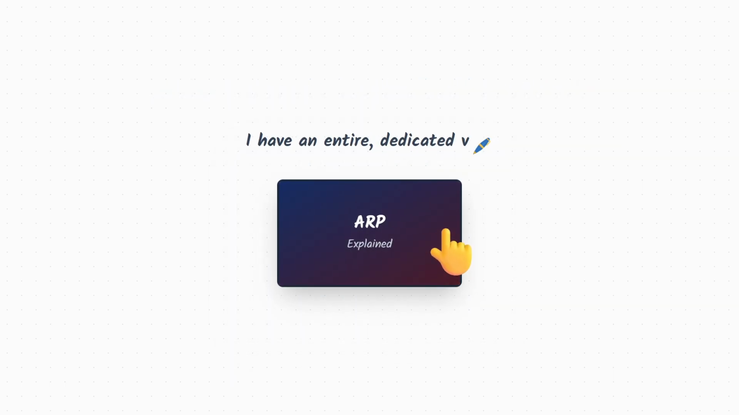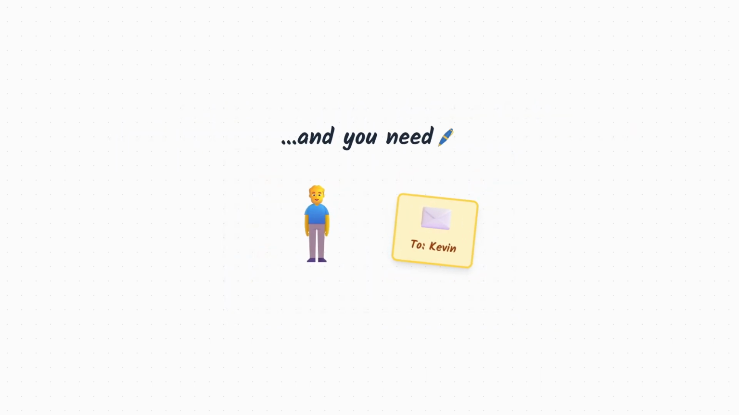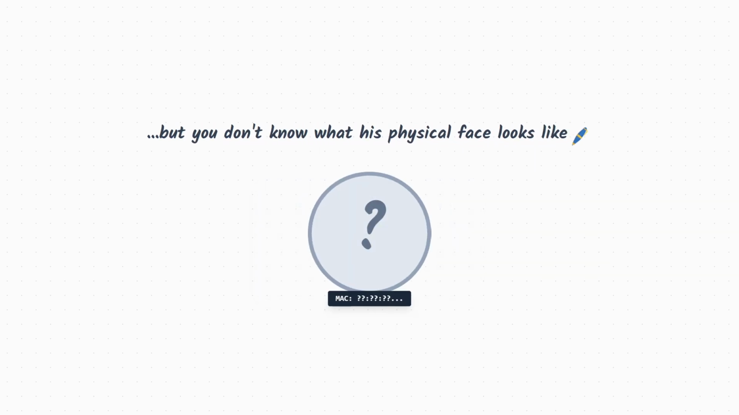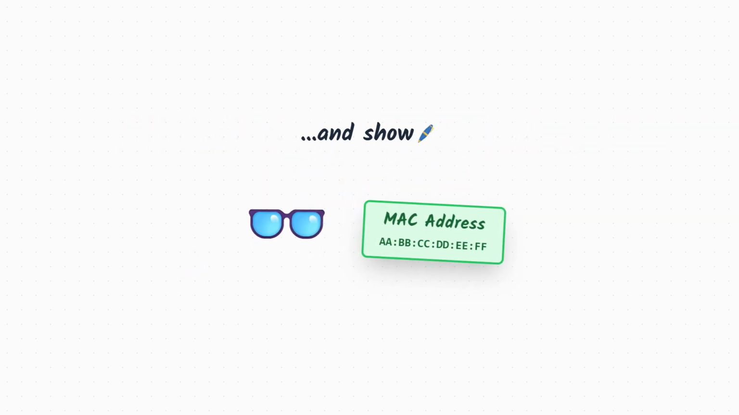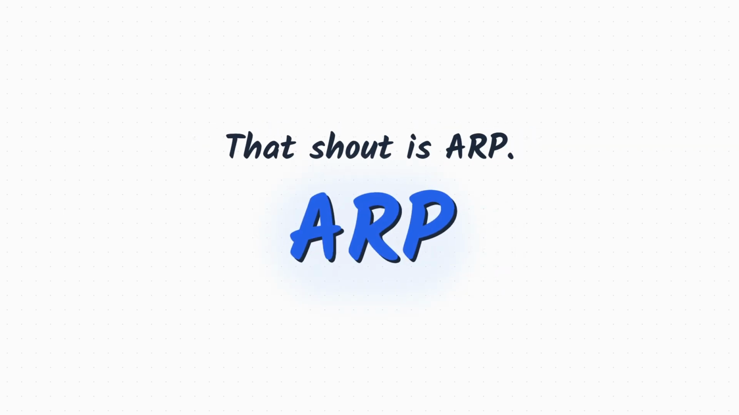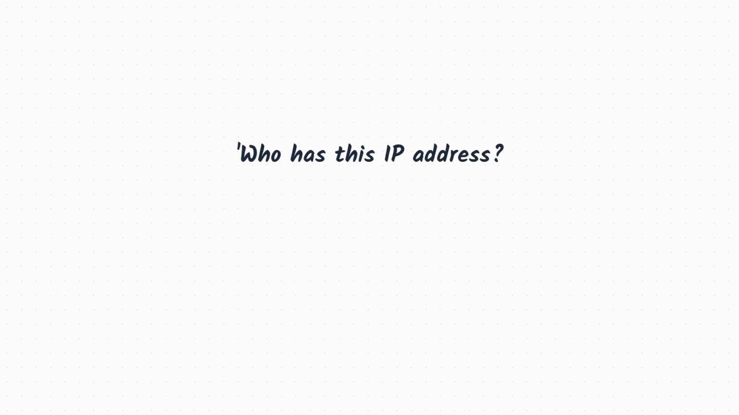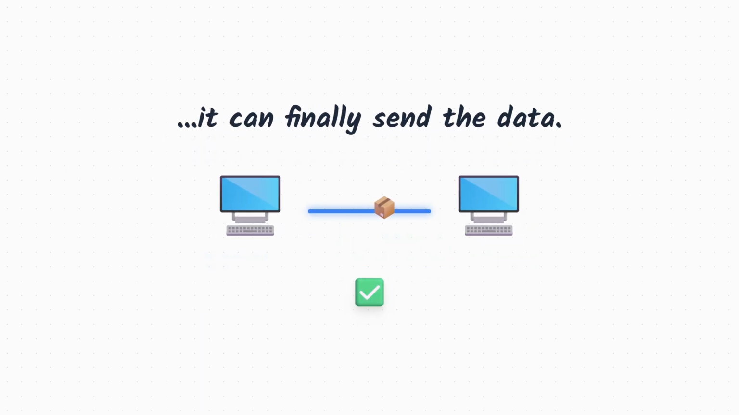I have an entire dedicated video diving deep into the story of ARP, but here is the 30-second explanation. Imagine you're in a crowded office and you need to hand a letter to Kevin. You know his name, or his IP address, but you don't know what his physical face looks like, or his MAC address. So you stand in the middle of the room and shout, "Hey, who here is Kevin? Show me your face." Kevin hears you, raises his hand, and shows you his physical face. That shout is ARP. A computer literally shouts to the entire local network, "Who has this IP address? Send me your physical MAC address." Once it gets the physical address, it can finally send the data.